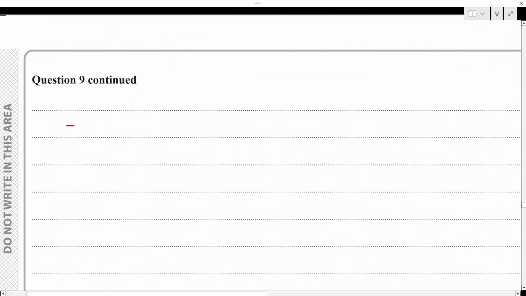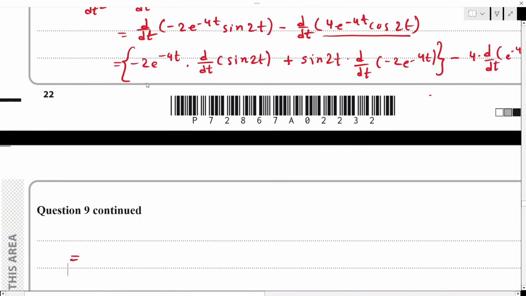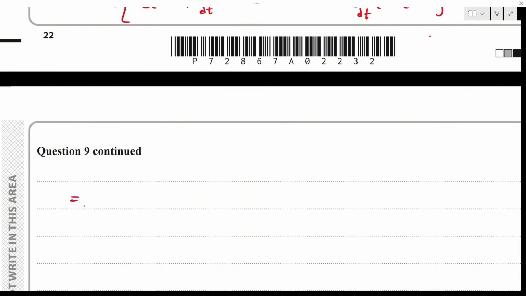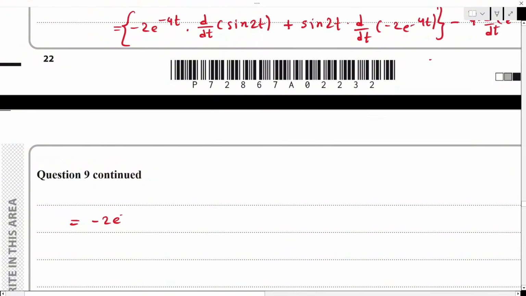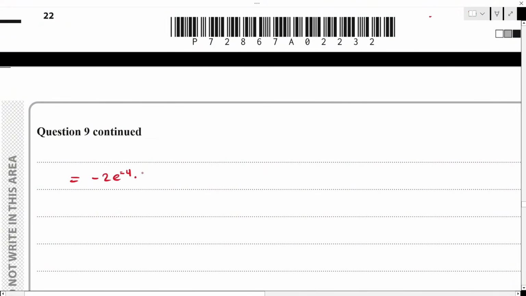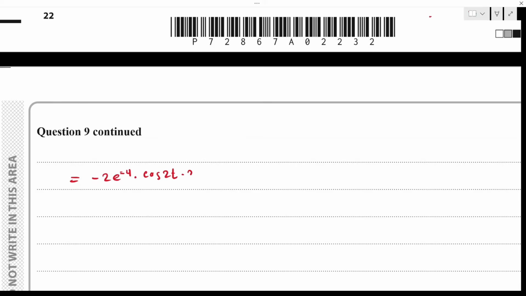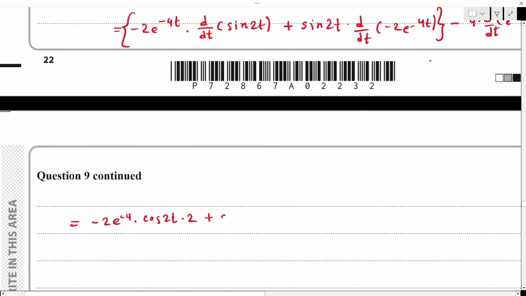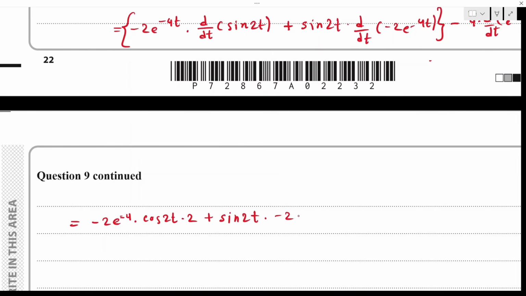Now simplifying our expressions gives us minus 2 e to the power of minus 4t times d/dt of sine 2t. We know that the differentiation of sine 2t is equal to cos 2t times 2. So I can write minus 2 e to the power of minus 4t cos 2t times 2, plus sine 2t times the differentiation of minus 2 e to the power of minus 4t, which is equal to minus 4 e to the power of minus 4t into minus 4. So e to the power of minus 4t times minus 4 is the differentiation of e to the power of minus 4t.